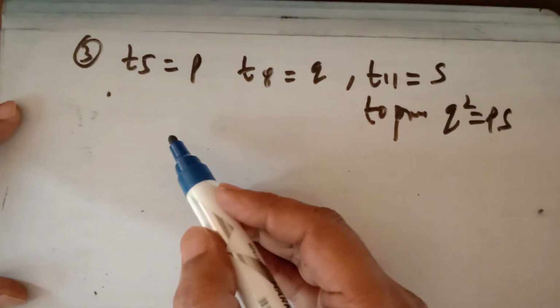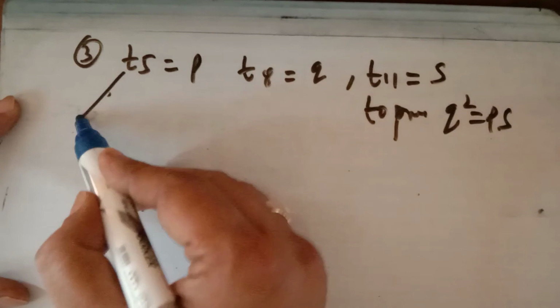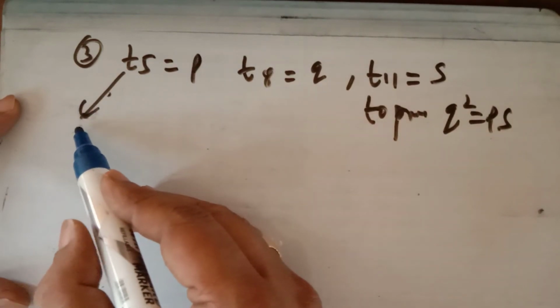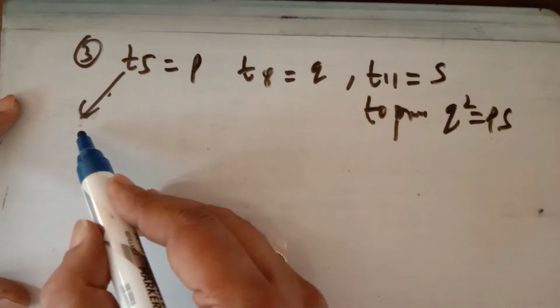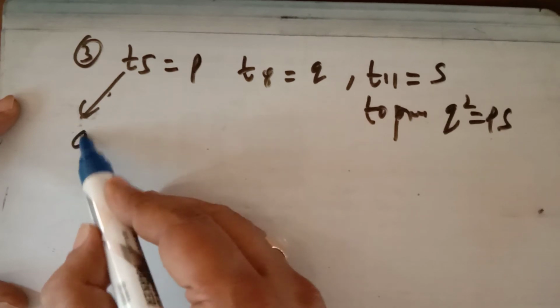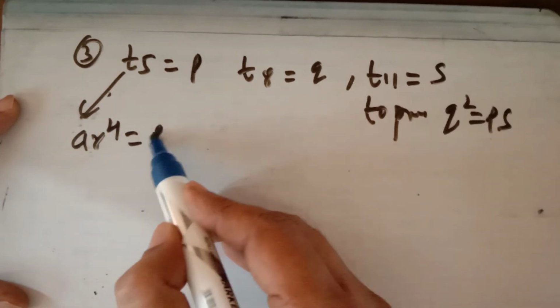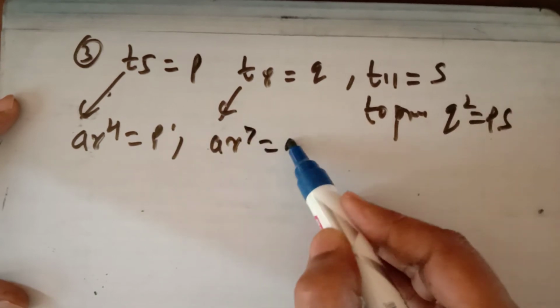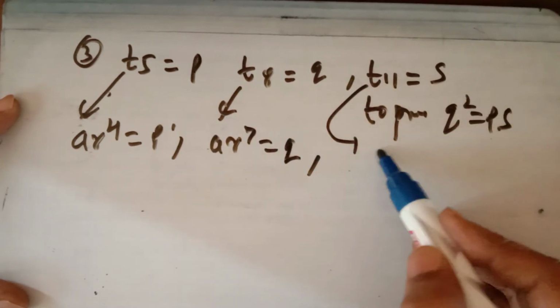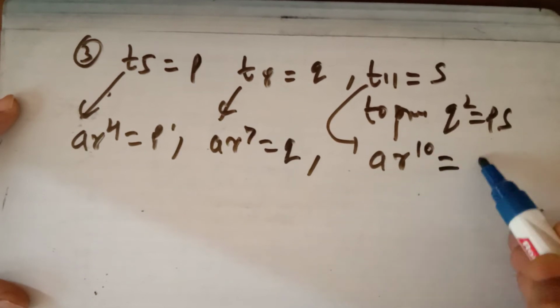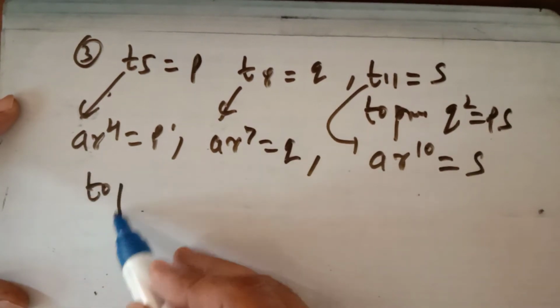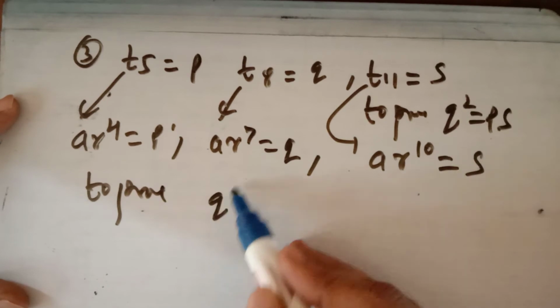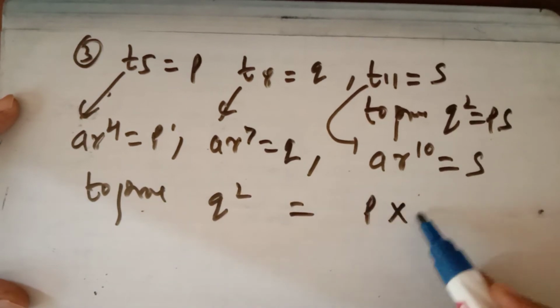So let the first term of this geometric progression be A and common ratio be R. So P, Q, S are given. So the 4th term is AR raised to power 3 equal to P, the 8th term is AR raised to power 7 is equal to Q, and the 11th term will be AR raised to power 10 is equal to S. So what you have to prove? You have to prove that Q square is equal to P into S.